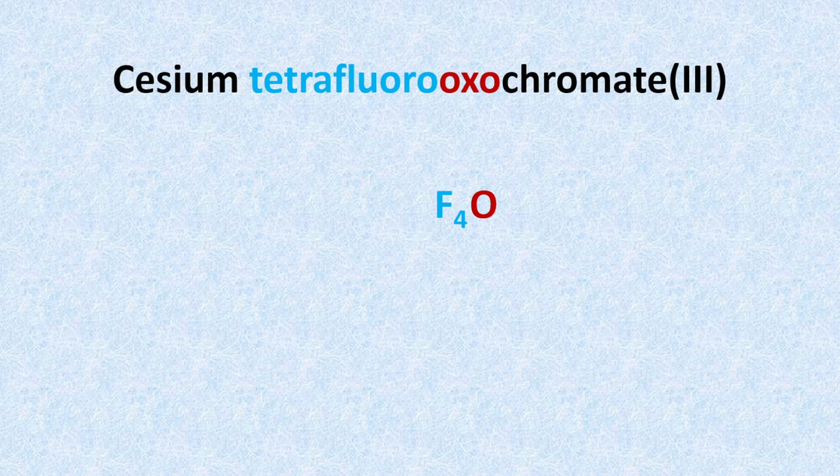Each fluoride and oxo carries -1 and -2 charges respectively. So the oxidation state of chromium must be +3. So the anionic coordination sphere will carry a -3 charge. There is a cesium outside the coordination sphere that carries +1 charge. Now balance the cationic and anionic part using the crisscross method to get the chemical formula.